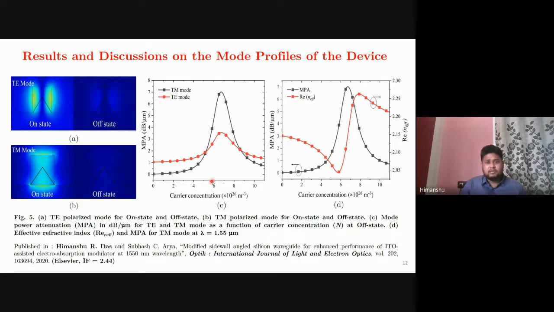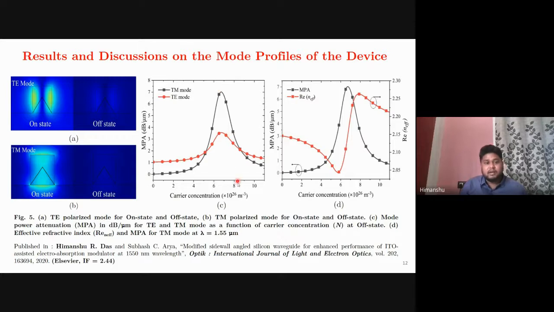At around this region, say 6 to 8, the MPA for TM mode is maximum in the off-state, and the MPA for TE mode is minimum compared to TM mode. In the off-state, we want our device to absorb the maximum amount of light, so we want higher loss for the TM or TE mode in the off-state. Here TM mode is providing higher loss for the off-state. Therefore, we go for TM mode propagation of light in our device, since the loss in TE mode is less compared to TM mode.